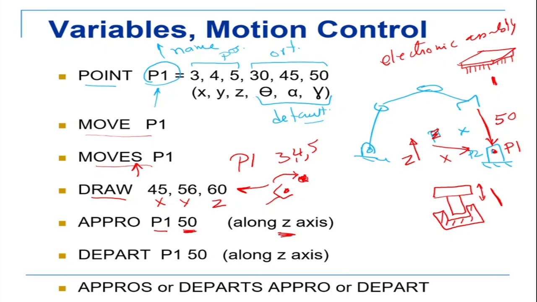So when you are catching an object, normally the robot will use the APPROACH command to bring the end effector near the object before we catch it. After catching, the same thing, it goes up straight, and that is DEPART. So DEPART P1, 50 basically means after catching the object at P1, go backwards along Z by 50. So this is for catching, this is for departing.